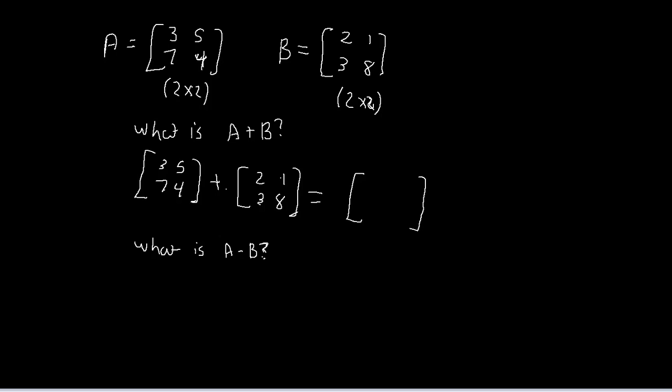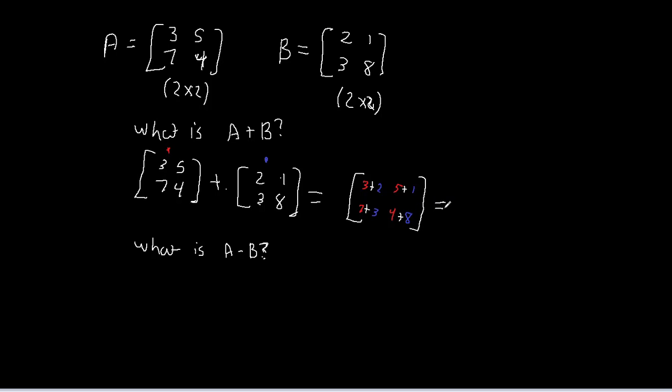So we can feel confident in doing that. I'm going to try and color code these because I think that's helpful. We're going to do the values from A in red, then the values of B in blue. So our values of A are going to be 3, 7, 5, and 4. Because we're doing addition, we're going to add them, so we're going to have plus, plus, plus, plus. And then our values of B, which I'm doing in blue, are going to be 2, 3, 1, and 8.